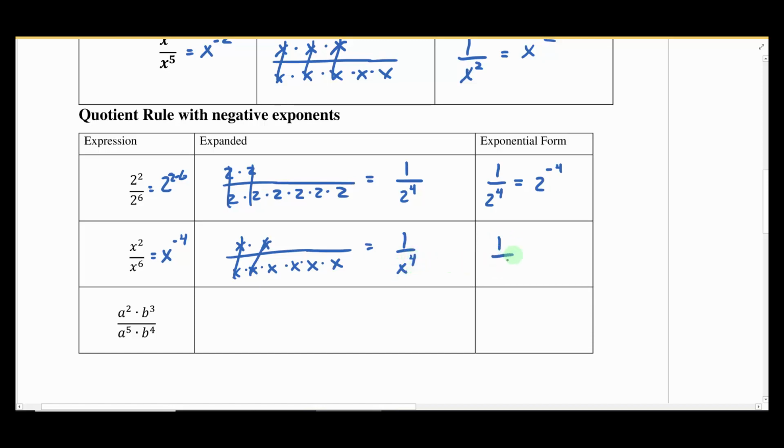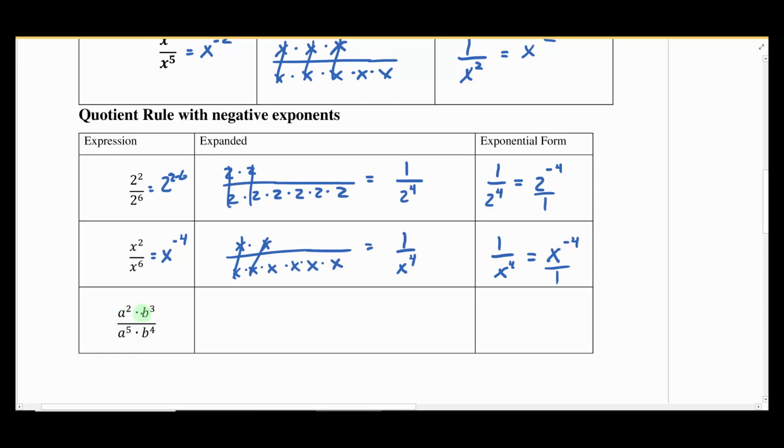All right, so we can write 1 over x to the fourth, or we can write x to the negative fourth. And again, we see that flip, right? If I were to put this over 1, we would see this simply flipped, and then the exponent changed to a positive. All right, so let's take a look at an example that has multiple variables, right?